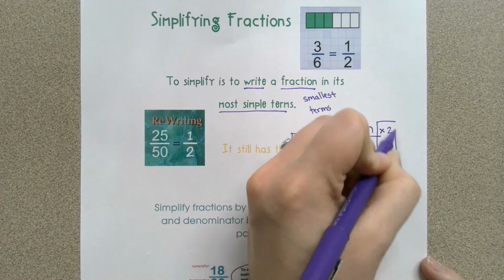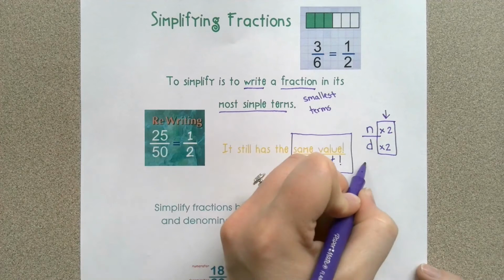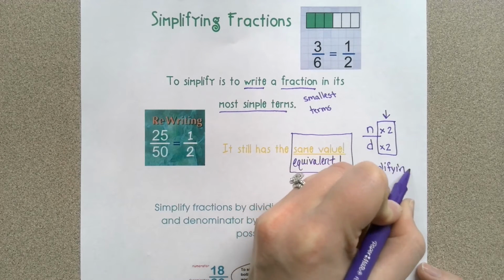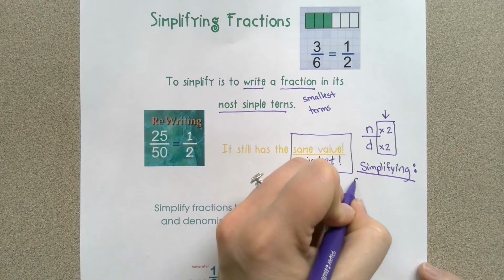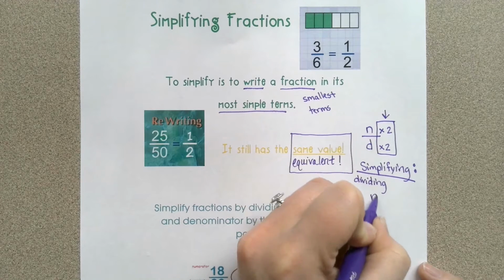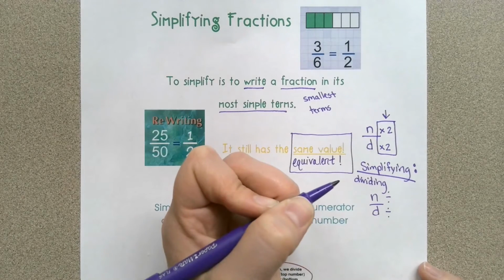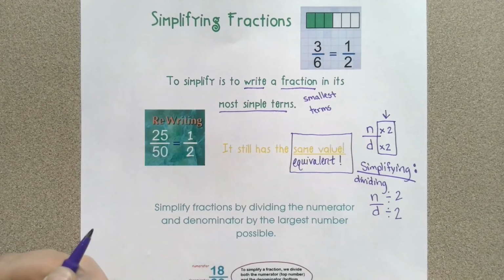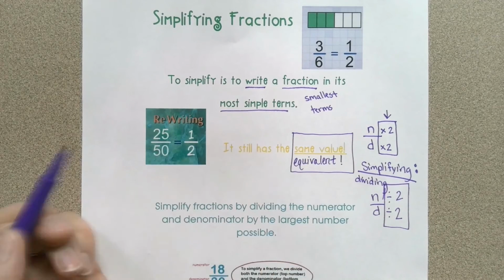So if we multiply by 2 when we were creating equivalent fractions, we had to do that in both. That had to match. Now when we're simplifying fractions, we're going to be dividing both the numerator and the denominator by the same number. So if we choose to divide it by 2, because both numbers can be divided by 2, that again has to match, creating an equivalent fraction.